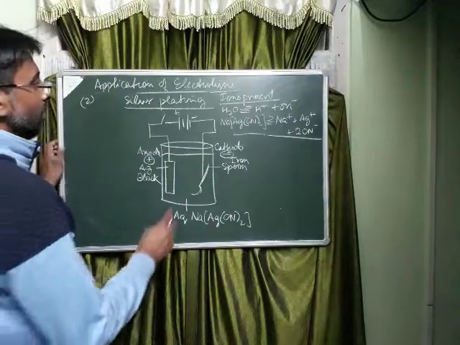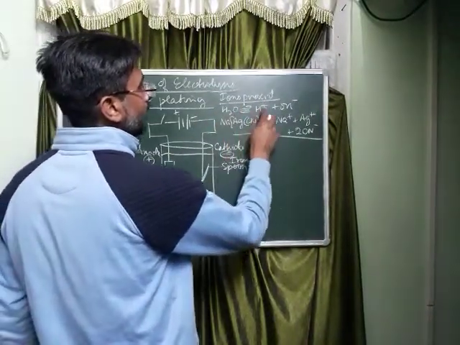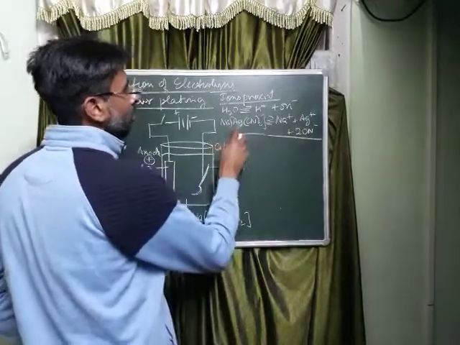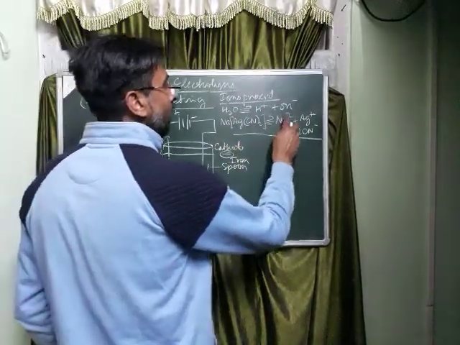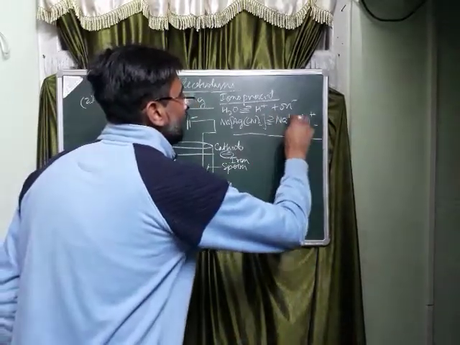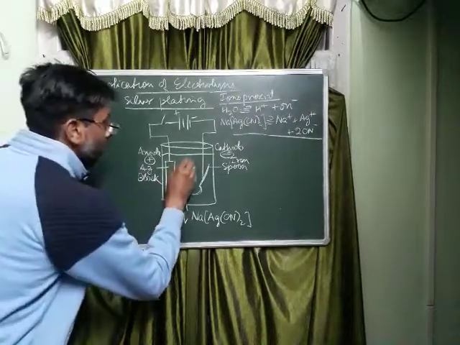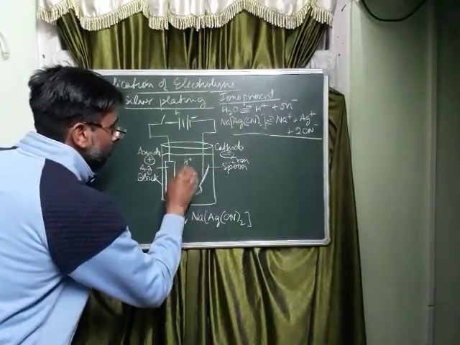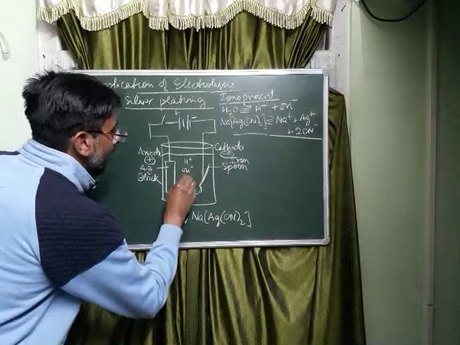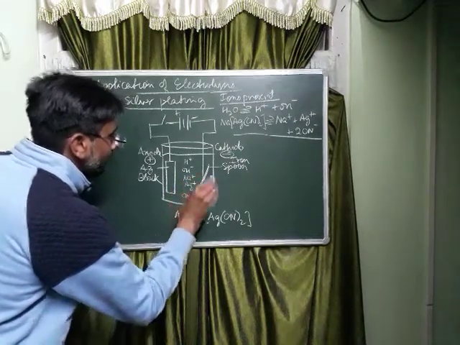Now, the ions present are, from water, H plus and OH minus, and from sodium argentocyanide, Na plus, Ag plus and 2CN minus. So these are the ions present in this electrolytic mixture. So let me write them down: H plus, OH minus, Na plus, Ag plus and CN minus.